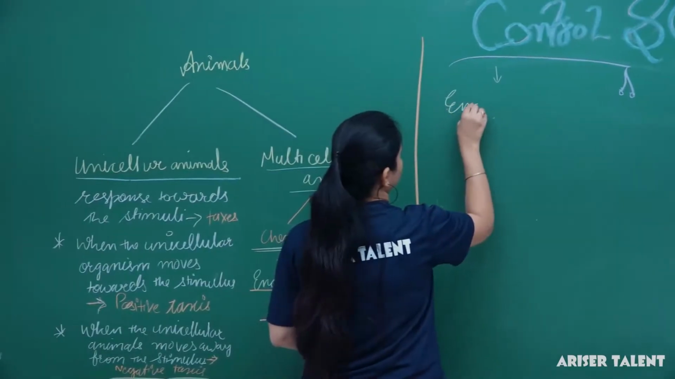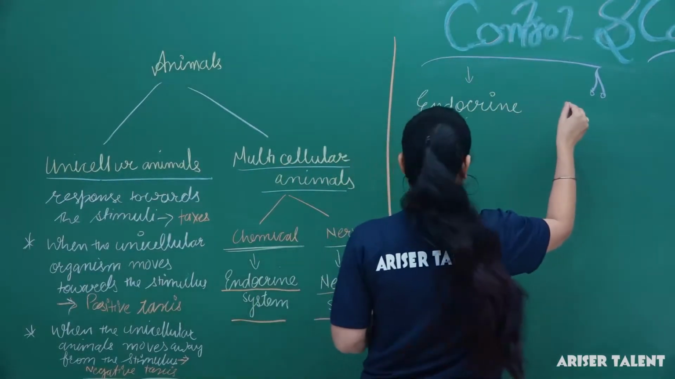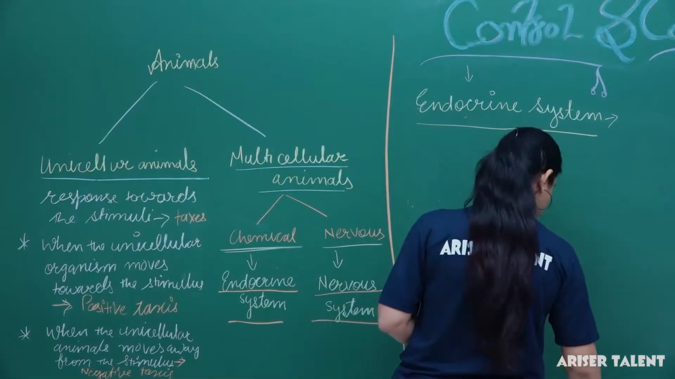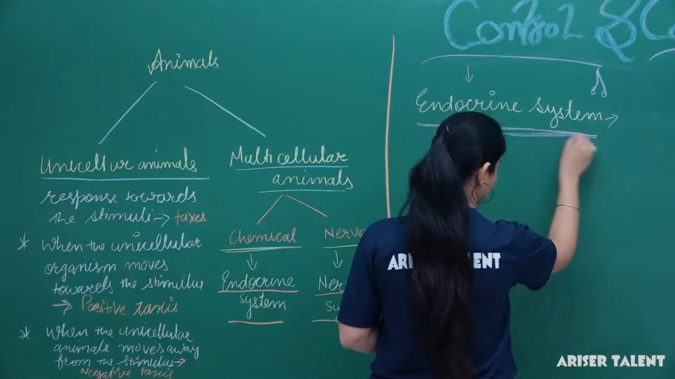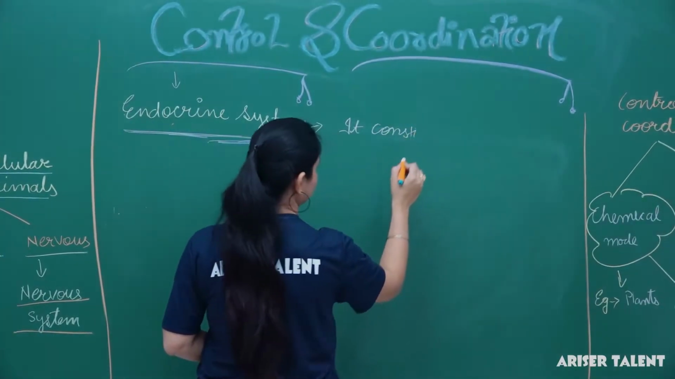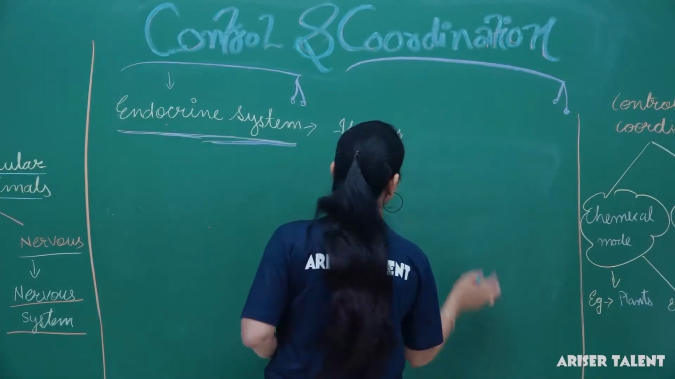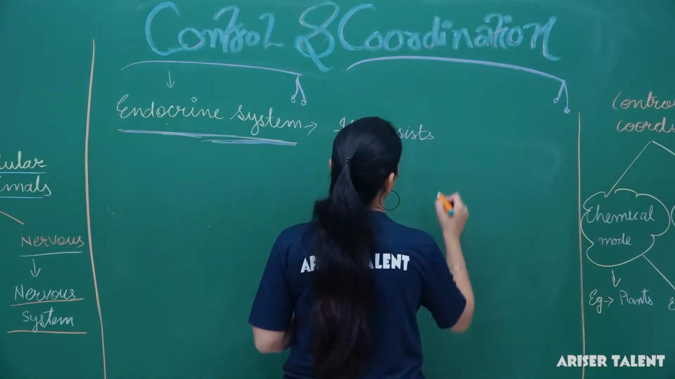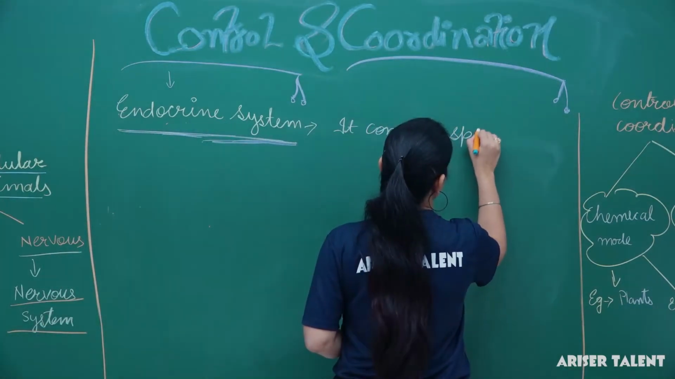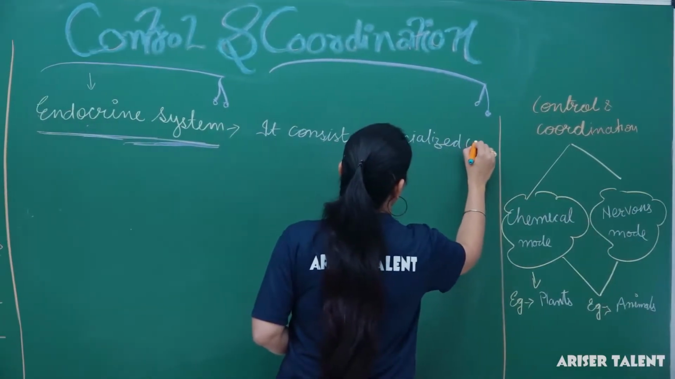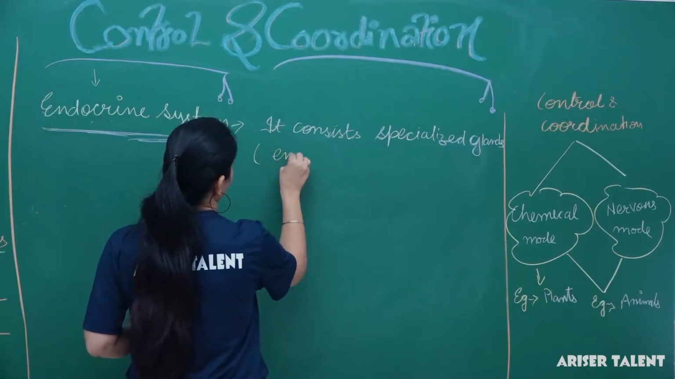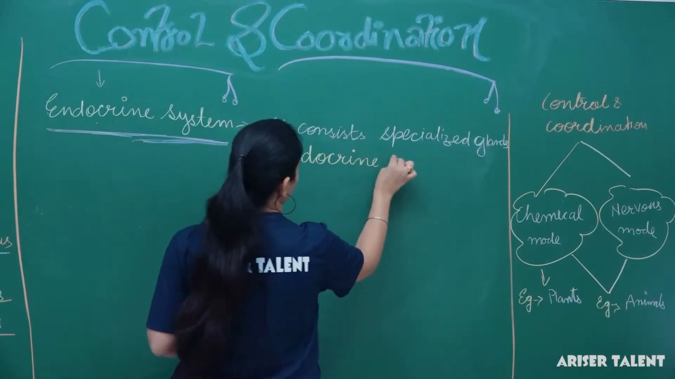Number one is endocrine system. Endocrine system means it consists of what? It consists of chemical secreting glands, specialized glands, and they are known as endocrine glands. Clear?